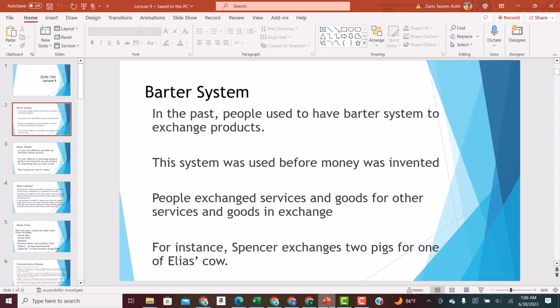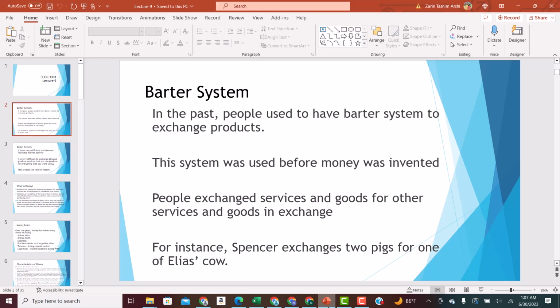Okay. So before we start talking about money, the way we used to trade goods and services was through a system called the barter system. In the past, people used to exchange goods and services using the barter system. There was no money at that time, no paper money or dollar bills. People used to exchange goods and services for other goods and services. For instance, let's say John would exchange two pigs for one of Blake's cows.